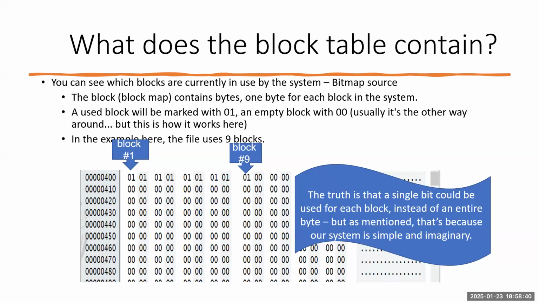The truth is that a single block bit could be used for each block instead of an entire byte. But as mentioned, that's because our system is simple and imaginary. In other words, we don't care. We just want to say, is it 1 or 0? But why is he doing it this way? Because it's easier to read in a hex reader.